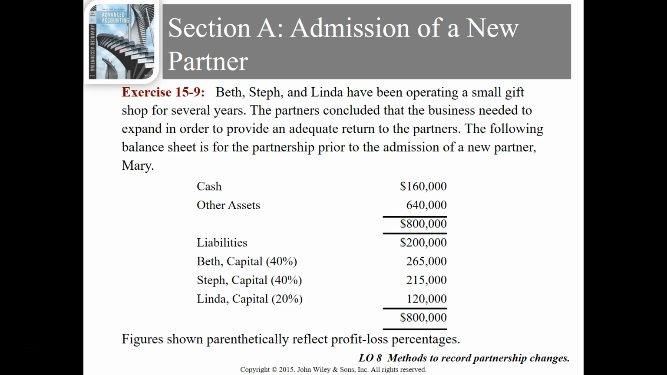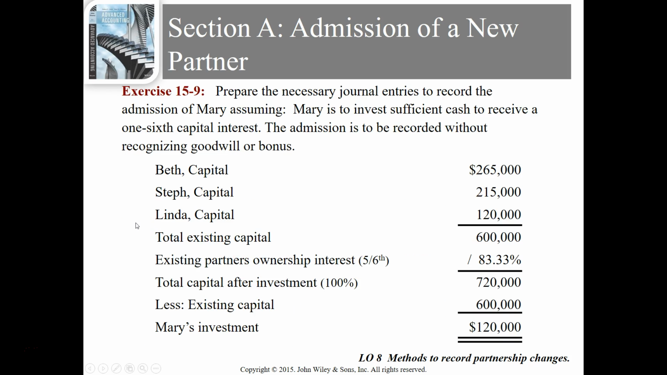Looking at exercise 15-9, let us assume that these partners have been operating a small gift shop for several years. The partners concluded that the business needed to expand in order to provide an adequate return. Here's the balance sheet, and here are their ratios. We're now going to admit Mary. Mary is to invest sufficient cash to receive a 1/6 capital interest. The admission is to be recorded without recognizing goodwill or bonus.